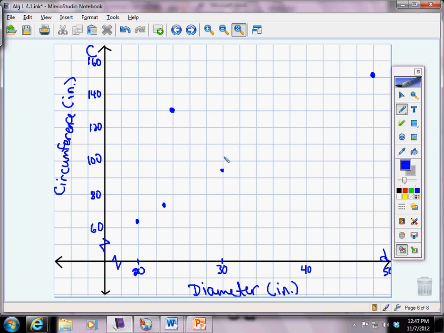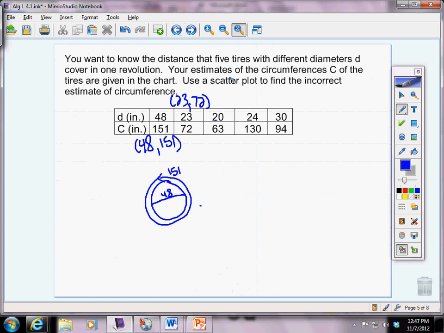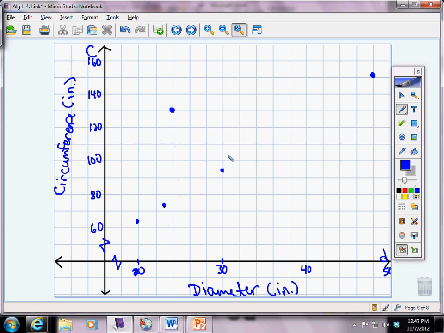Now, as I'm looking at this information, remember it told us to use a scatter plot to find the incorrect estimate of the circumference. You can see that most of this data falls on a pretty straight line. What that's saying is as the diameter of our tire gets bigger, the circumference gets bigger. Makes sense. Except we have this crazy one right here. It doesn't seem to fit in with the rest of the data. So I'm guessing that our incorrect estimate is going to be the one here at 24, because that doesn't fit with the rest of the data.